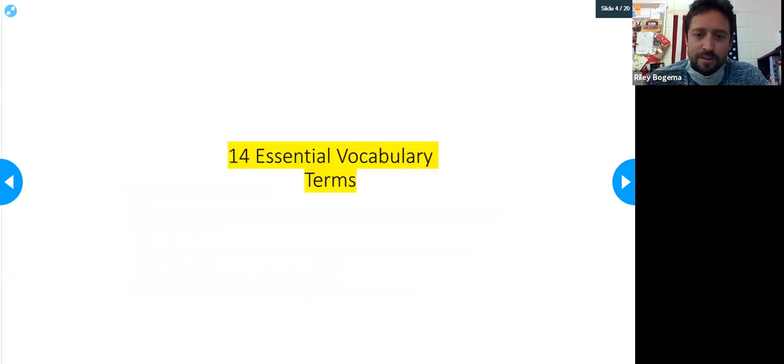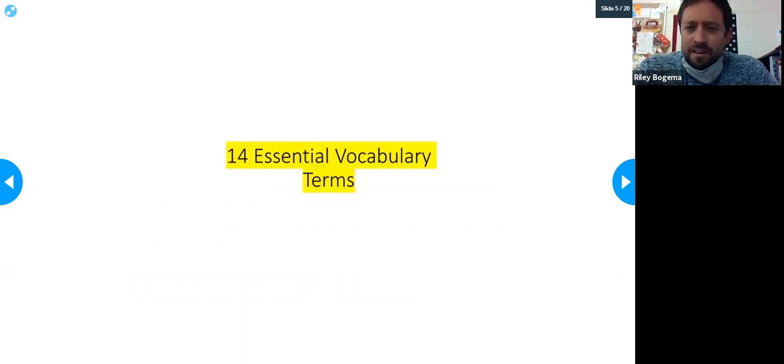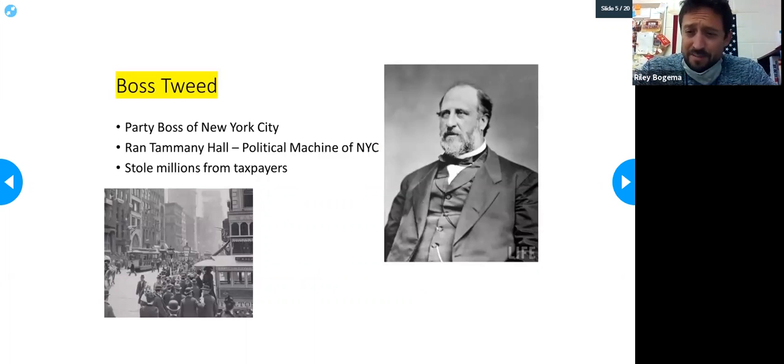So we have 14 vocab terms. I just mentioned party boss. We're going to look at New York City. The big political machine of New York City during the Gilded Age was Tammany Hall, and it was run by William Tweed, a native New Yorker. He ran this big Democratic party machine, and they promised immigrants improvements to their neighborhoods and jobs if they would vote for them.